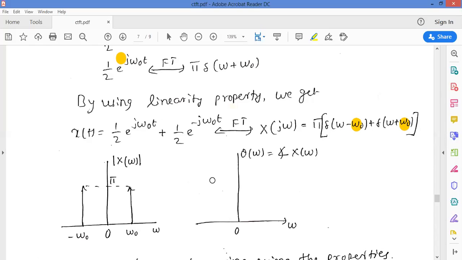Now, what is θ(ω)? What is the angle? The entire quantity, δ(ω − ω₀) plus δ(ω + ω₀), is a real signal. Remember, cos is a real signal. Therefore, its angle will be 0. For example, e^{jx} is written as cos x plus j sin x. So cos x is the real part of the signal, and sin x is the imaginary part. Therefore, for cos x, the magnitude spectrum has impulses at plus ω₀ and minus ω₀, and the phase spectrum will be simply 0.